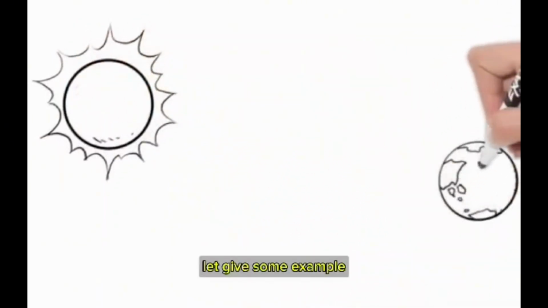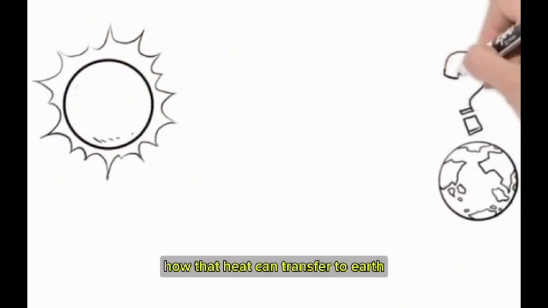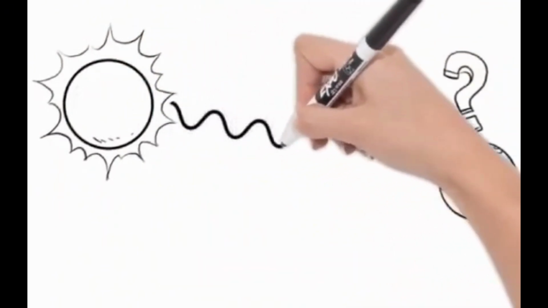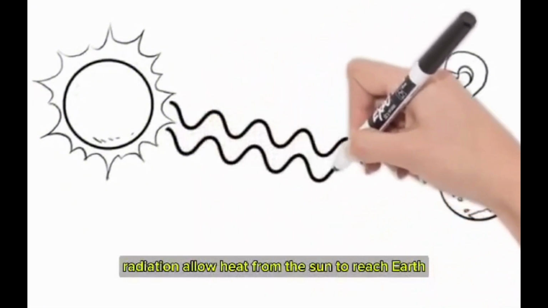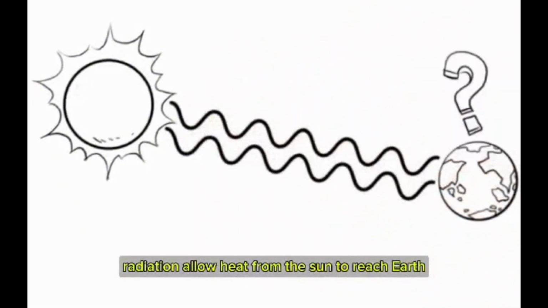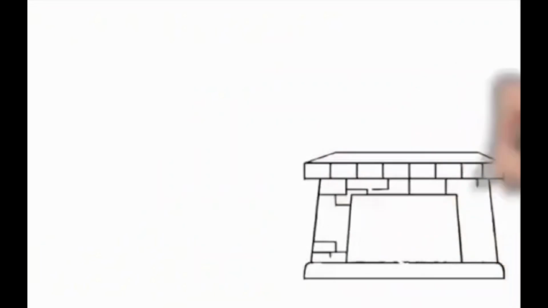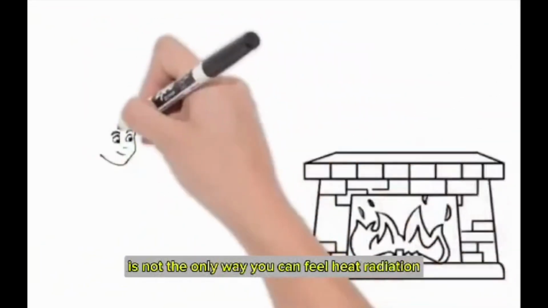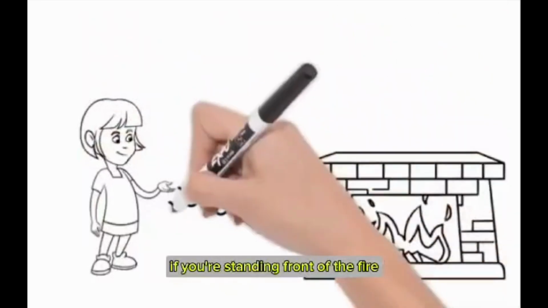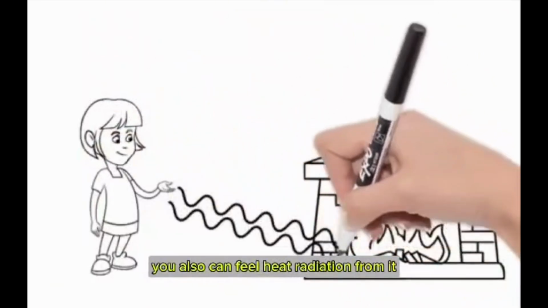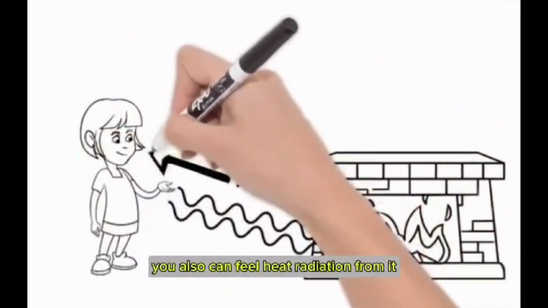Let's give an example of how heat can transfer to Earth. The answer is by radiation. Radiation allows heat from the sun to reach Earth by solar radiation. Heat from the sun is not the only way you can feel heat radiation. If you're standing in front of a fire, you can also feel heat radiation from it.